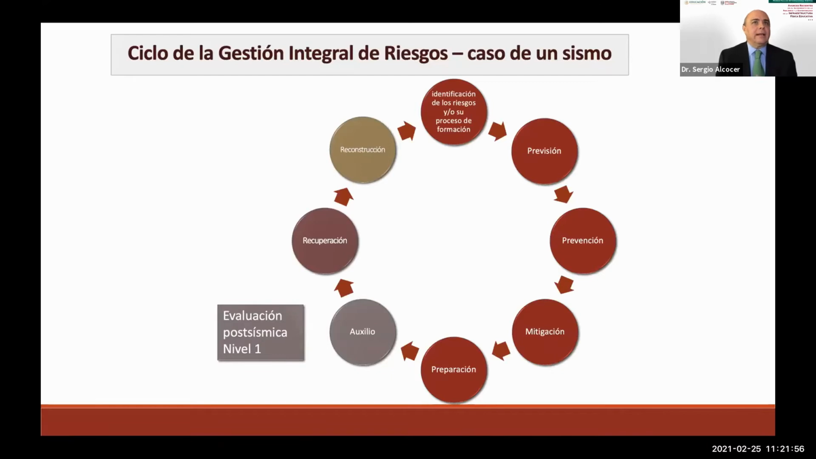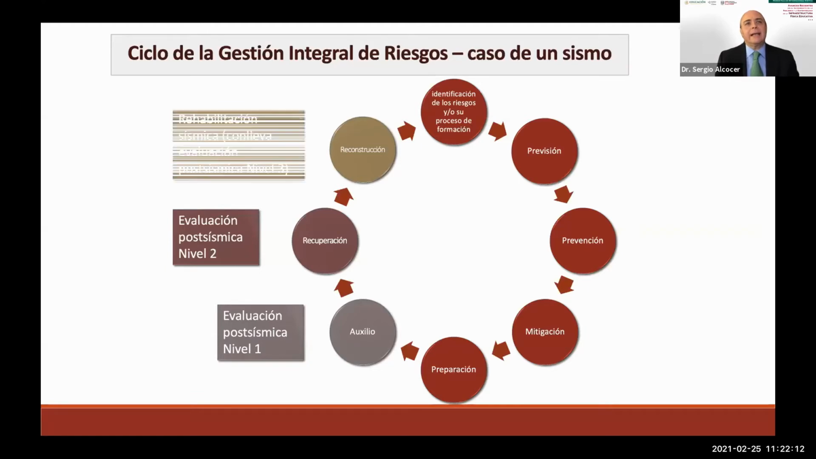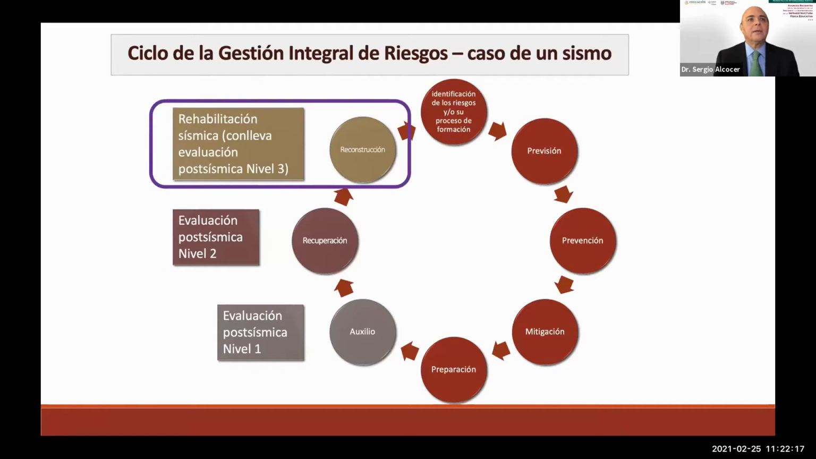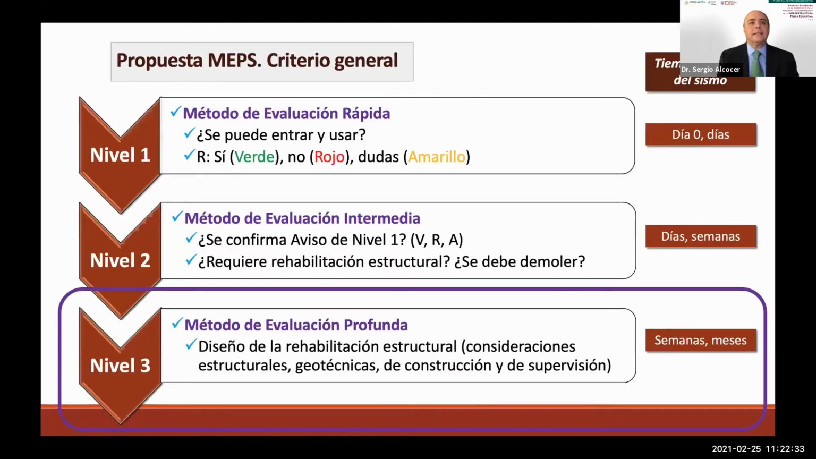I would like to remind you, first of all, the integrated cycle of risk. We see that we have the evaluation 1 and 2 for aiding or helping if necessary. Once we have defined that there is a refitting process needed, which is going to be the focus of this process, then we would need to do an evaluation to determine how much this refitting process will cover according to the rules and regulations.